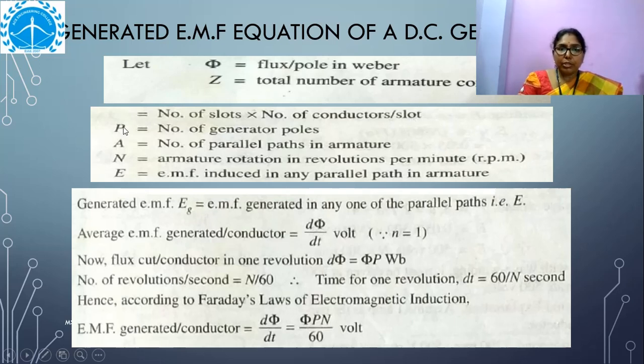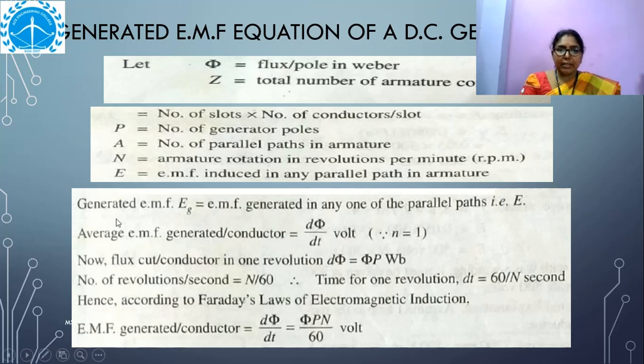Now, P is specified for the number of generator poles, and A is assigned for the number of parallel paths in the armature. Now, N is the revolutions of the armature per minute. This can be represented as the speed of the motor, nothing but revolutions per minute. And we are going to calculate the E value, nothing but the EMF induced in any parallel path in the armature. If we are able to calculate the EMF generated in a parallel path, that will be a direct calculation, because all parallel paths will have the same voltage.